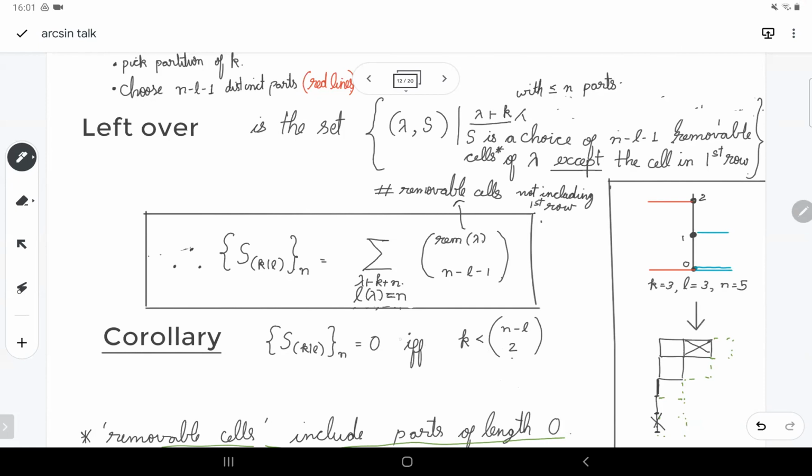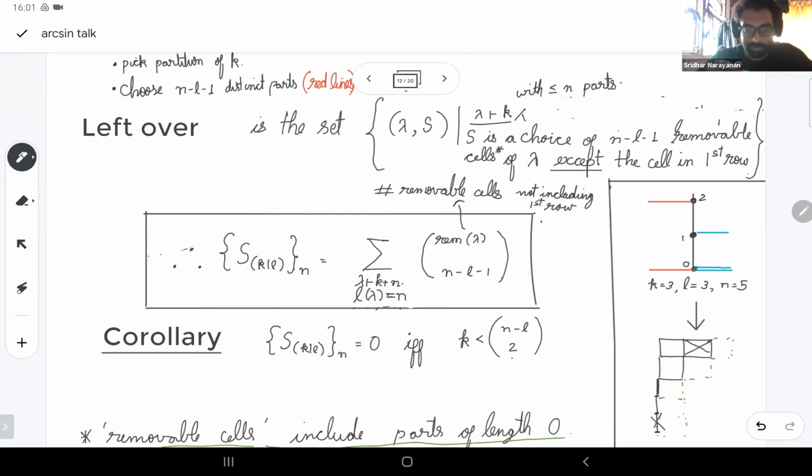And then, as an easy consequence, we see that S of KL, this sign moment, is 0 if K is less than n minus L choose 2. This is because we have to remember that the total size of the partition is going to be K. Let's forget about the n-length vertical strip for now. So the size of the partition is going to be K, and we have to choose n minus L minus 1 distinct parts.